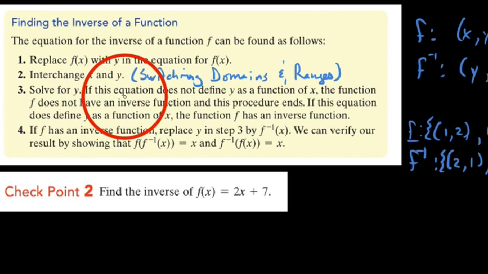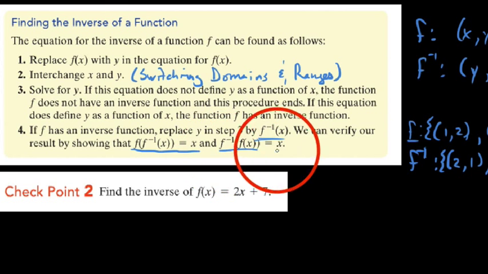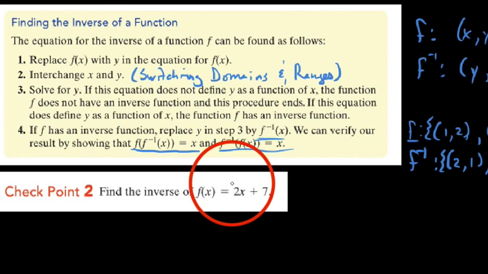After we solve for y, it says if this equation does not define y as a function of x, then the function f does not have an inverse function and this procedure ends. But if this equation does define y as a function of x, then the function f has an inverse function. And step 4 will be this. If f has an inverse function, replace y in step 3 by f inverse of x, and we could verify our results by showing that plugging one function into the other works. It's good to check your work, but not always necessary, but something we can do to make sure that we're right.